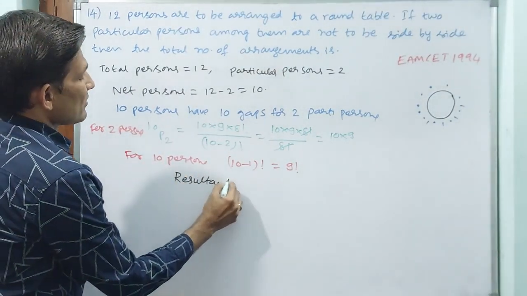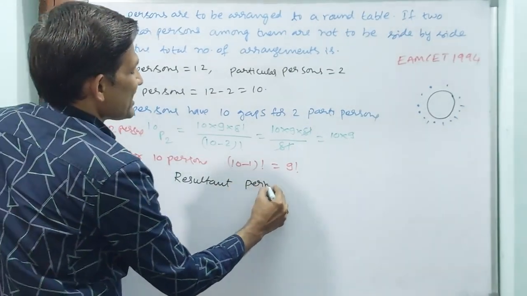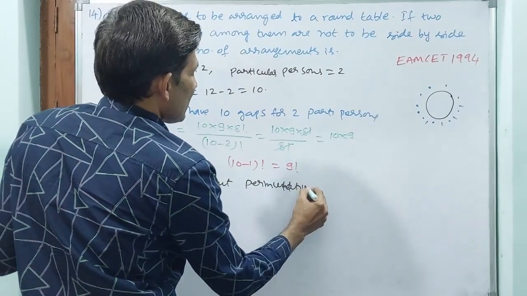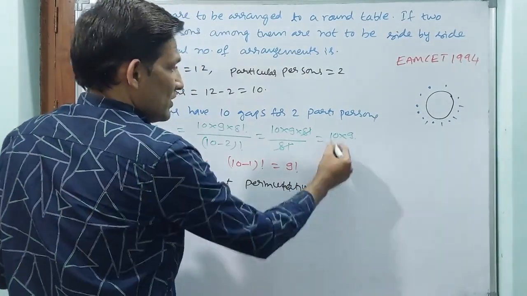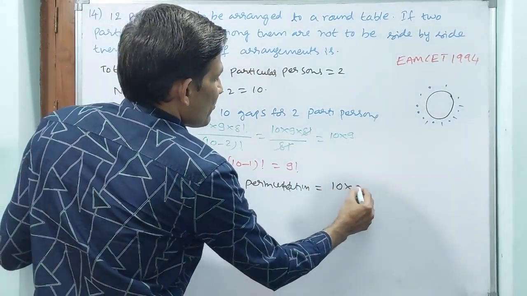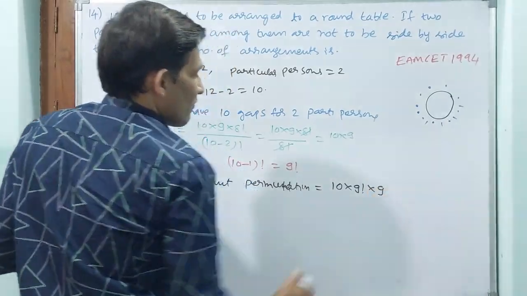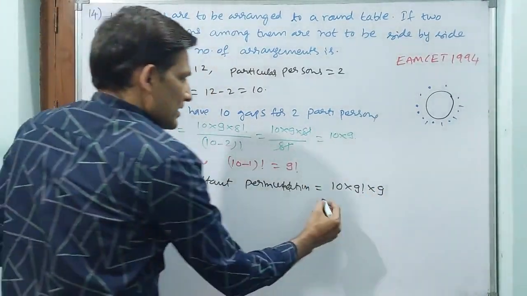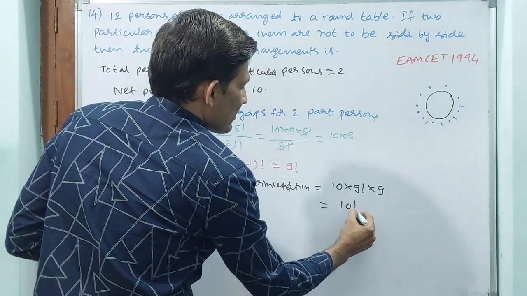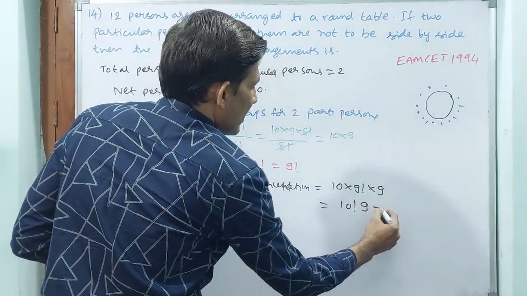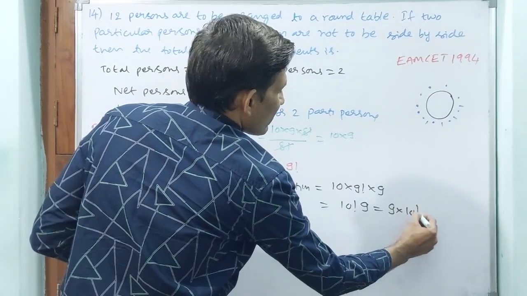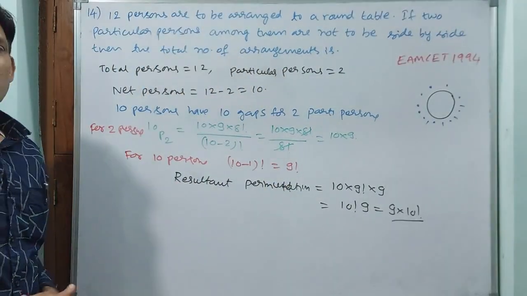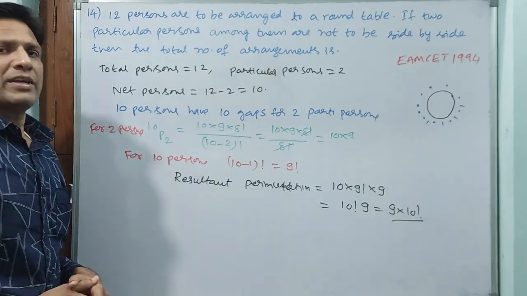Resultant permutation or number of ways is equal to, you see, 10 into 9 factorial into 9. Why have I written 10 into 9 factorial? Because this 10 into 9 factorial, shall I make it 10 factorial? 9, or else 9 into 10 factorial. The answer is given like this, sir. 9 into 10 factorial. Okay? Take this, we'll go for the next question.